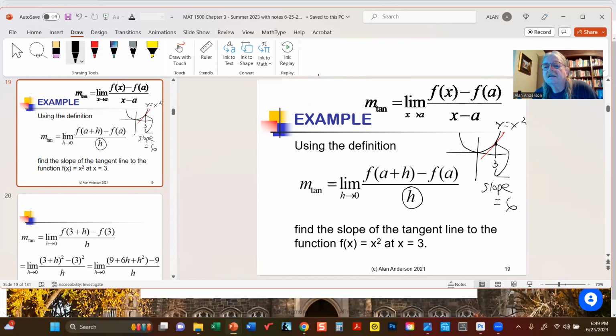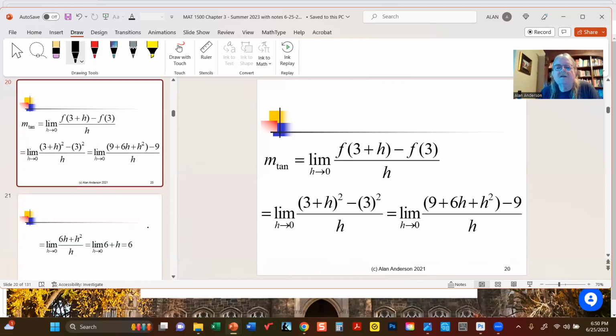Okay, so you see the difference here is that here we're trying to see what happens when x gets as close as possible to a. Here we're trying to find out what happens when that infinitesimal change is as close as possible to 0. Now this approach can be a little messy. So you'll see what I mean in a second. So remember the function is f of x equals x squared.